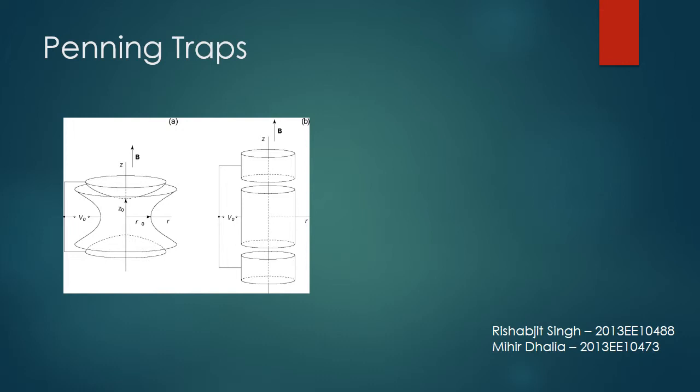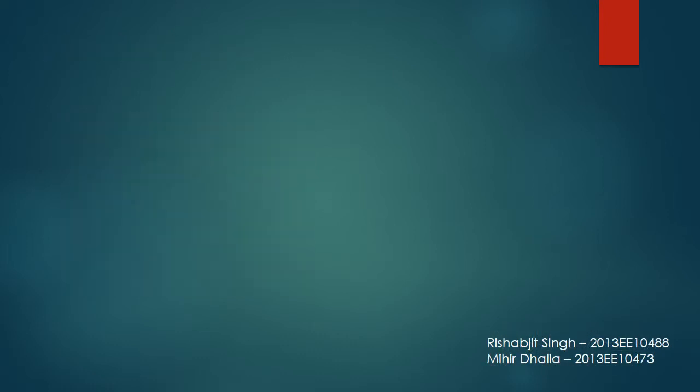Penning traps form the basis of Fourier transform ion cyclotron resonance mass spectroscopy for determining the mass to charge ratios of ions.